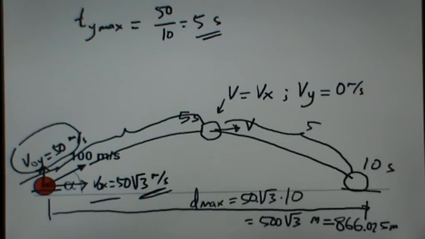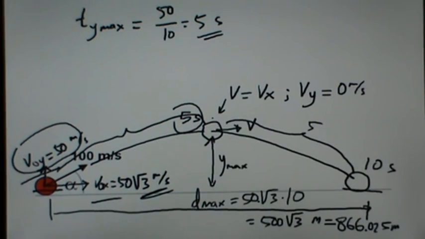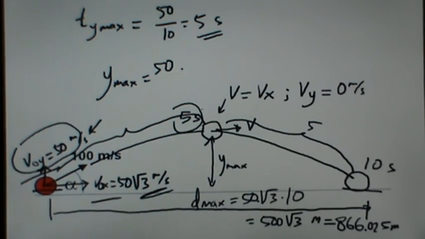Secondly, now we need to find the maximum or the highest point, y max. As we already calculated before, the time needed to get to the highest point is 5 seconds, and the initial speed here is 50. Therefore the highest point y max we can calculate will be 50 times the time here, 5, divided by 2, or we get 125 meters.